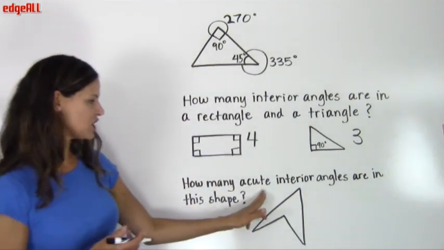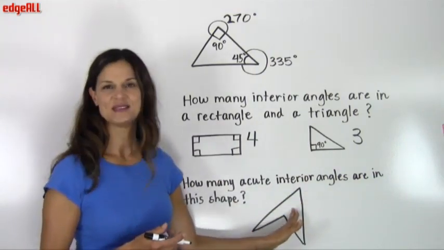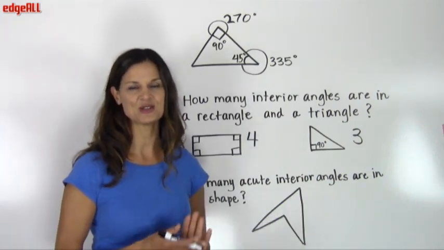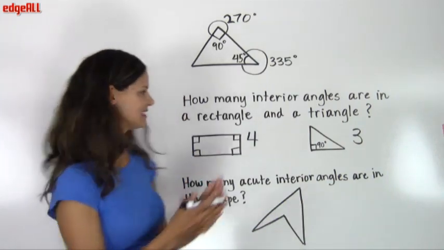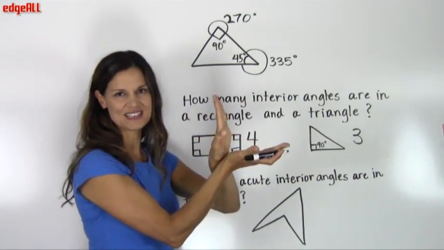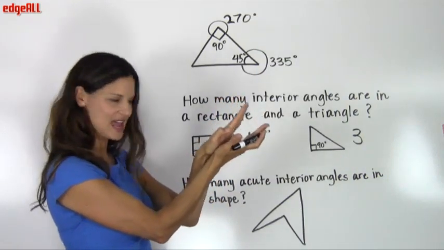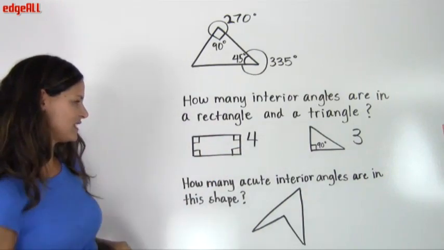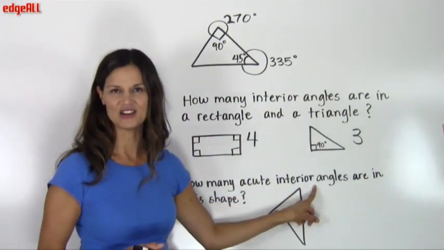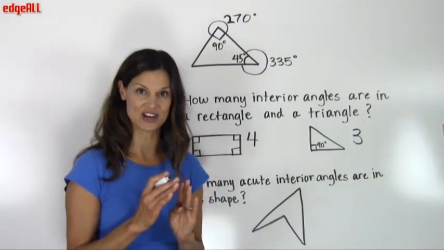How many acute interior angles are in this shape? So we know from before that an acute angle is an angle that measures less than 90 degrees. So it's smaller than the two lines put together to make a 90-degree angle. It has to be smaller than that. So the acute angles are the smaller angles, smaller than 90 degrees. It's asking for acute interior angles. So we know that we're just looking at the angles that are inside of our shape.